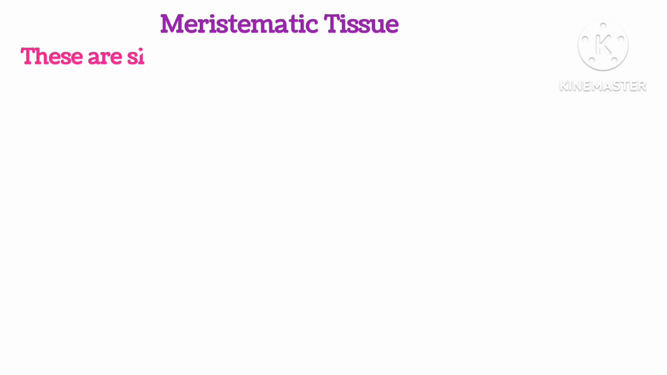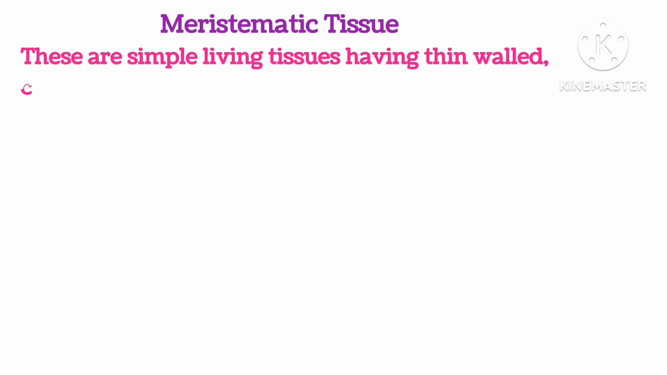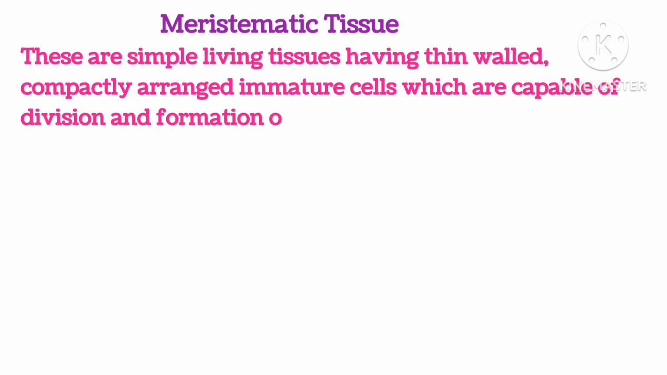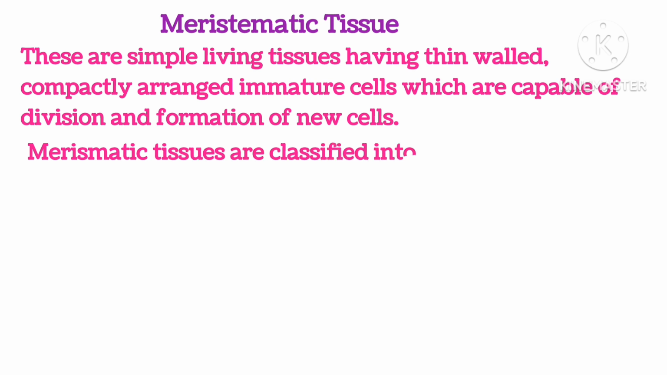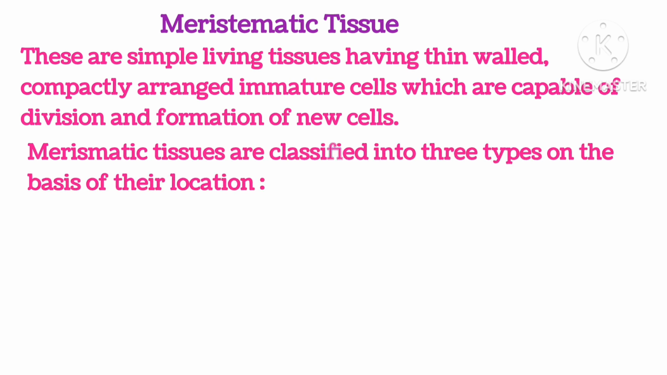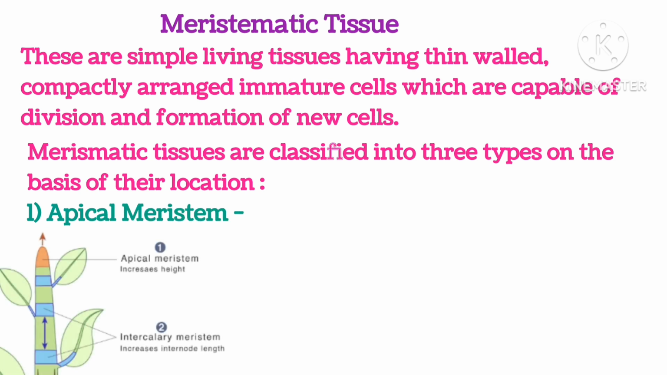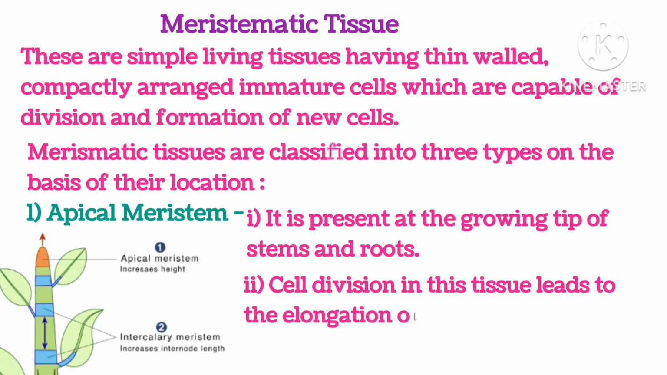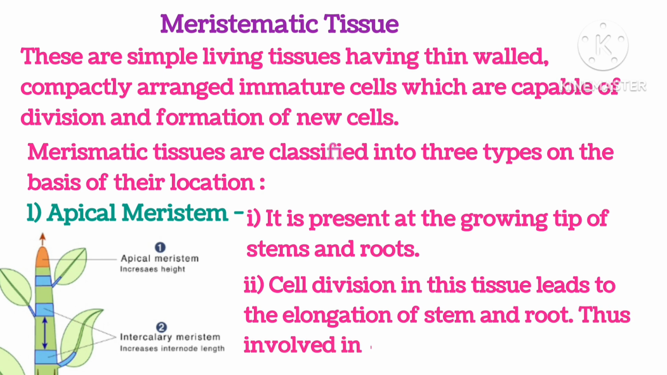Meristematic tissues. These are simple living tissues having thin-walled, compactly arranged immature cells which are capable of division and formation of new cells. Meristematic tissues are classified into three types on the basis of their location. First is apical meristem. As you can see in the picture, it is present at the growing tip of the stem and roots. Cell division in this tissue leads to the elongation of the stem and root, thus involved in primary growth of the plant.